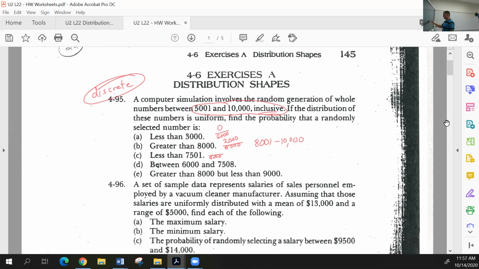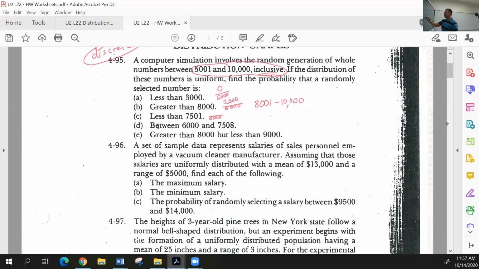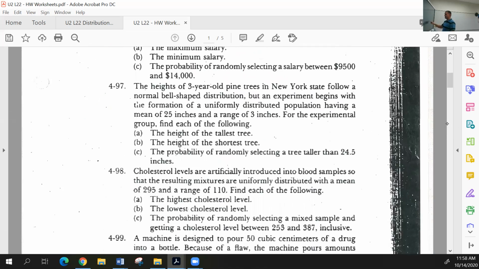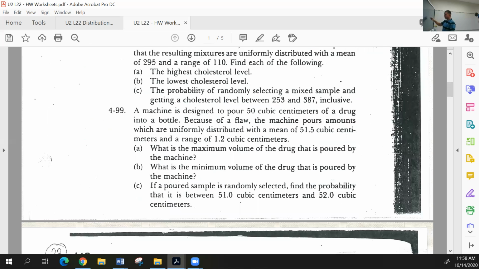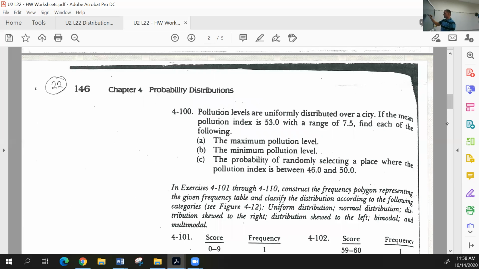Okay? I want you to treat number 96 like it is continuous data. Even though it's money and money gets rounded to the nearest penny, I want you to treat it like it's continuous data. And then definitely number 100. Pollution levels are definitely, pardon me, continuous data. So treat those like continuous data.